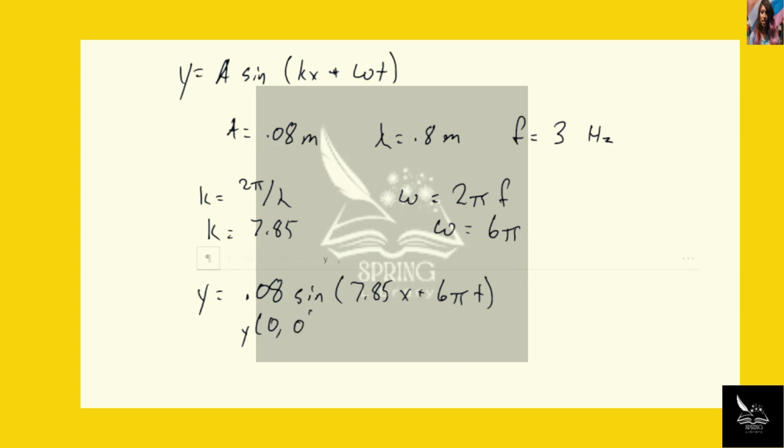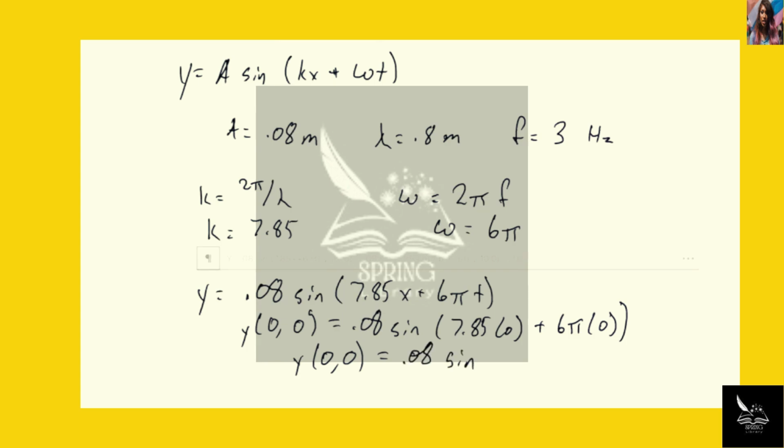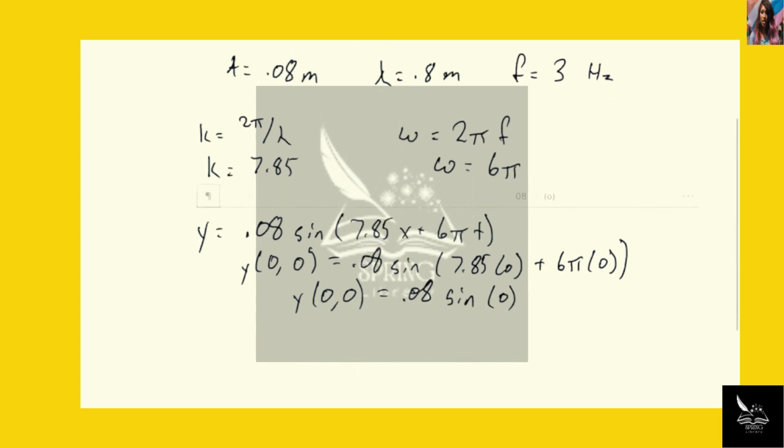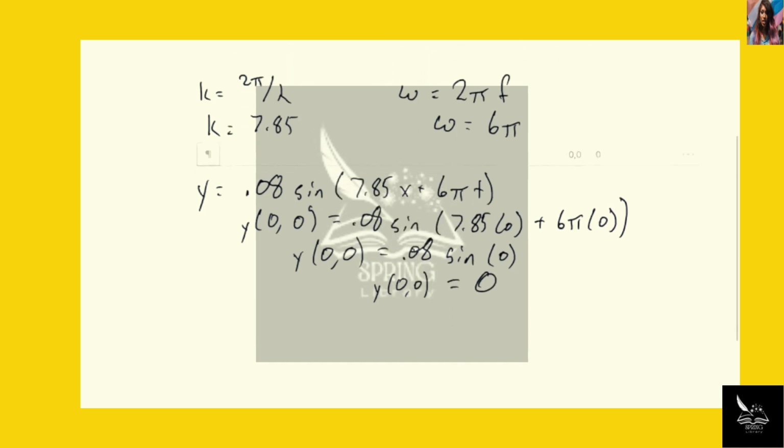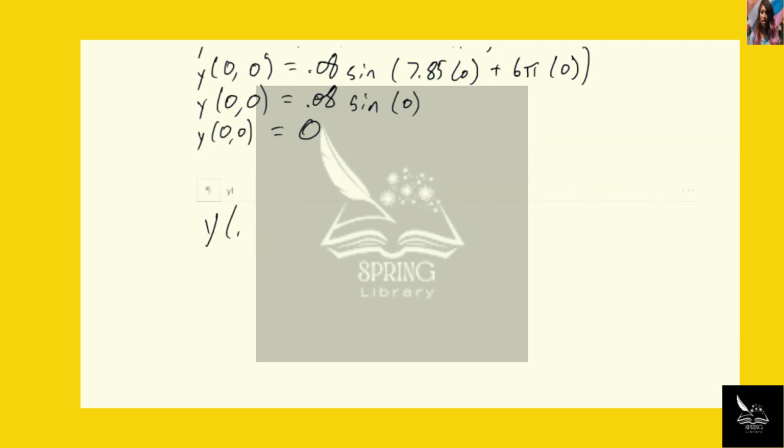And when you plug in y at 0, 0, we get 0.08 times the sine of 7.85 times 0 plus 6 pi times 0. This gives us y of 0, 0, which equals 0.08 times the sine of 0, and the sine of 0 equals 0, so y of 0, 0 equals 0. Now we are told that y of 0.1, 0 is equal to 0.